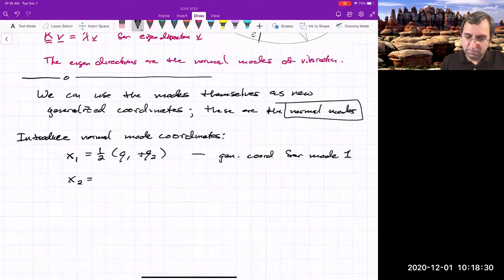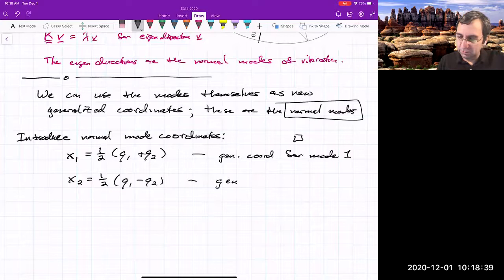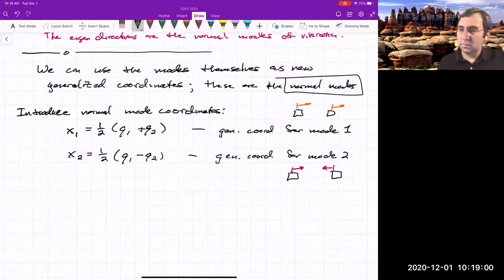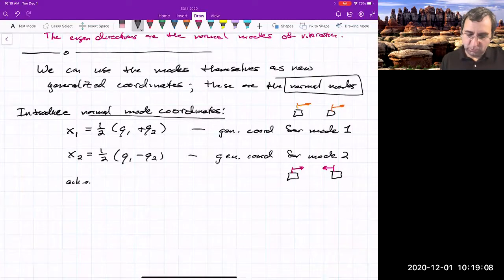For mode 2, x2 is 1/2 (q1 minus q2). So remember what mode 1 was. This was the moving together mode, in phase. So the generalized coordinate for mode 2 is the moving opposite mode. These are called normal mode coordinates, or sometimes just called normal coordinates.